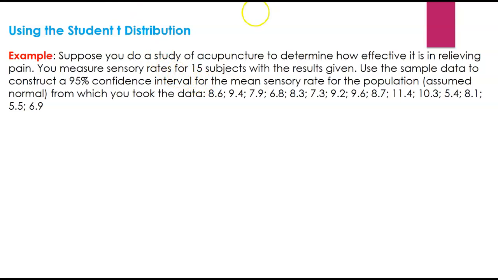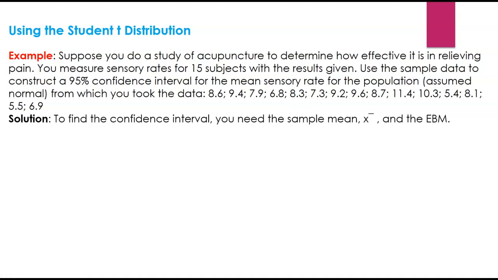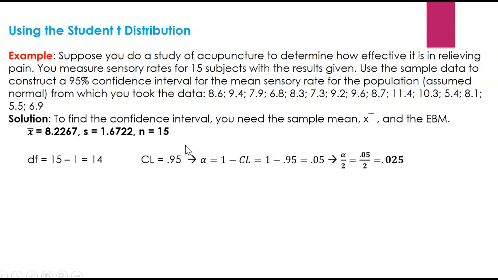However, you'll notice in this paragraph there's no mention of a population standard deviation or mean. So, we first need to find the sample mean and then the EBM. The sample mean turns out to be 8.2267, the sample standard deviation 1.6722, and of course our sample size is 15. So we'll go about calculations in a similar way, but we will add finding df, degrees of freedom, which is 15 minus 1 equals 14.